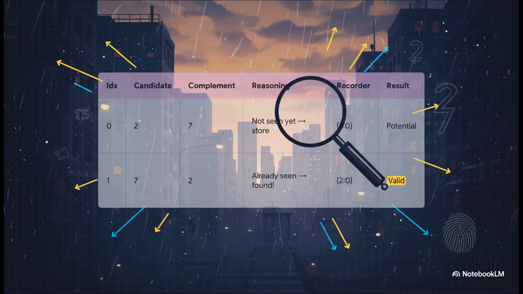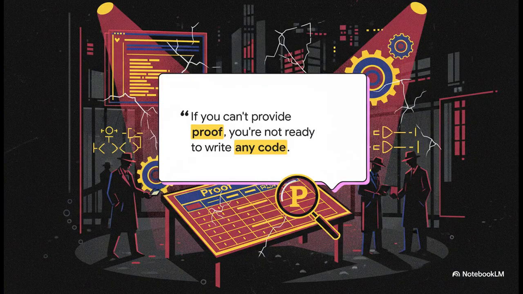Next up, we look at candidate 7. The complement we need is 2. So we ask again, is 2 in our recorder? Why, yes, it is. Boom! Case closed. We found the solution with zero guesswork. And this is the fundamental principle. That table we just filled out, that's our proof. It validates the entire algorithm. If you can't build this proof, it means you don't truly understand the solution, and therefore, you are just not ready to implement it. Period.